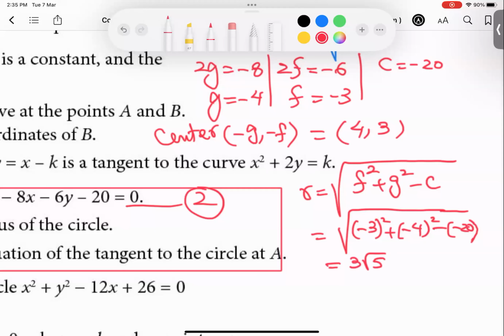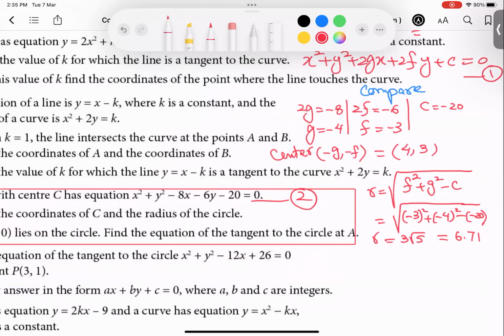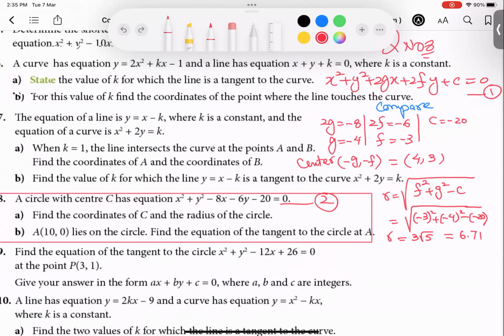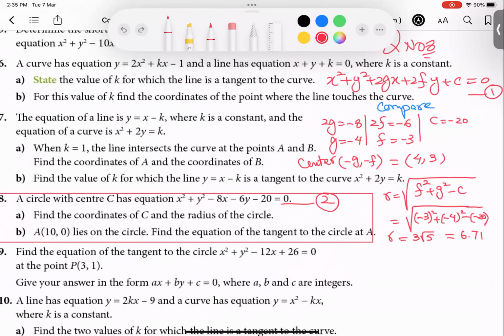Or in decimal form, although he's not asking us, I'm just writing 6.71, just for the sake of understanding. So the center and radius we got, alhamdulillah, clear. Now he's asking that (10, 0) lies on the circle, I show you the diagram, and an equation of the tangent to the circle at A.